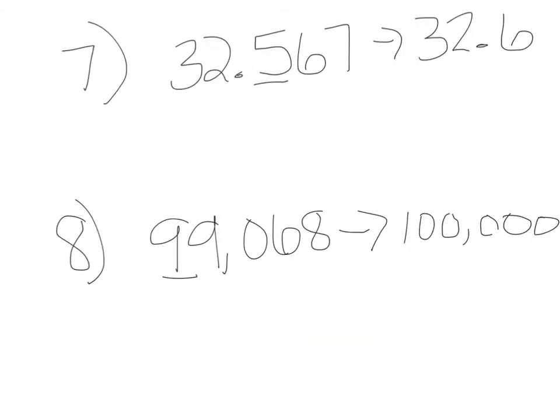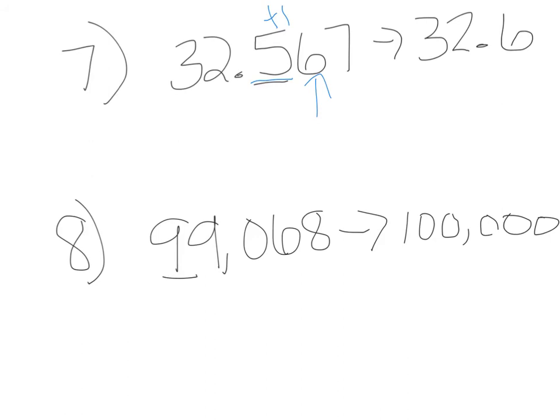All right, last two. Okay, so you have 32 and 567 thousandths. My 5 is underlined, so I look at my 6. 6 is above 5, so my 5 is going to add 1 and turn into 6. So I have 32 and 6/10.